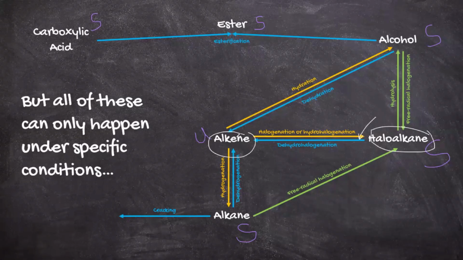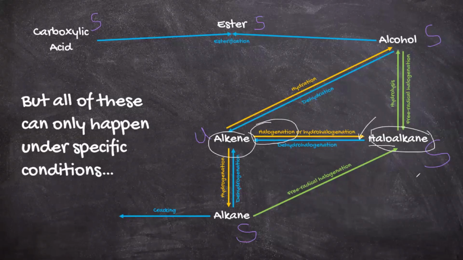You're going from an alkene to a haloalkene, so you need to be adding halogens. So halogenation or hydrohalogenation. There will be clues as to which one it is, other than just the arrow.